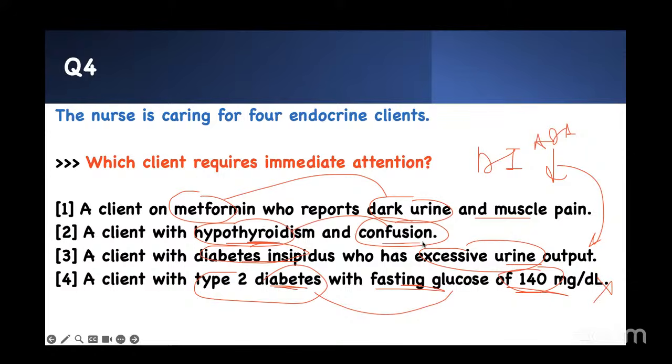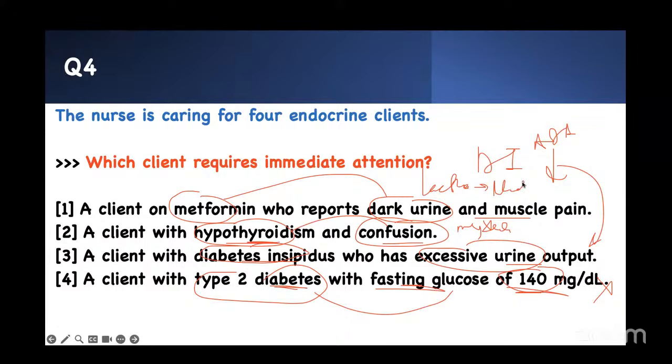Hypothyroidism patient, he has confusion. What do you think? I know things are supposed to go down, but when you have confusion, you have something we call myxedema coma. Metformin, you have dark urine and muscle pain. You probably have lactic acidosis, and you may probably have rhabdomyolysis.